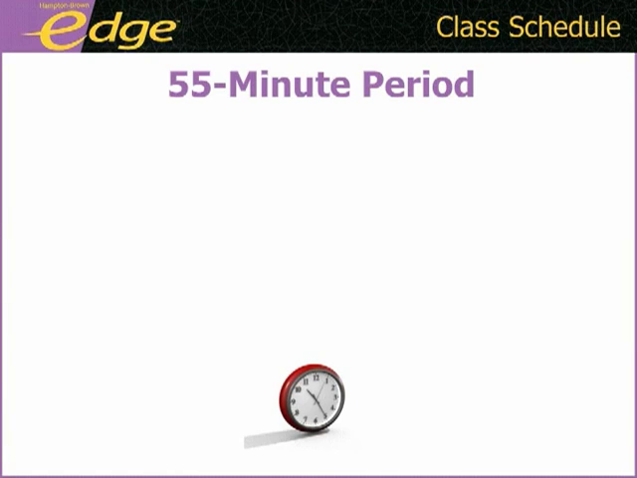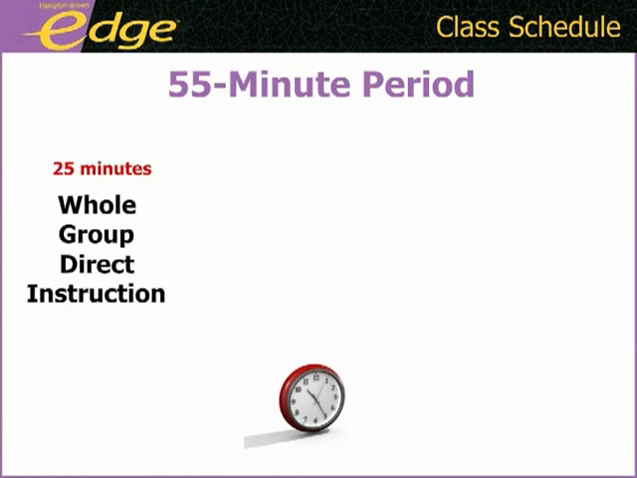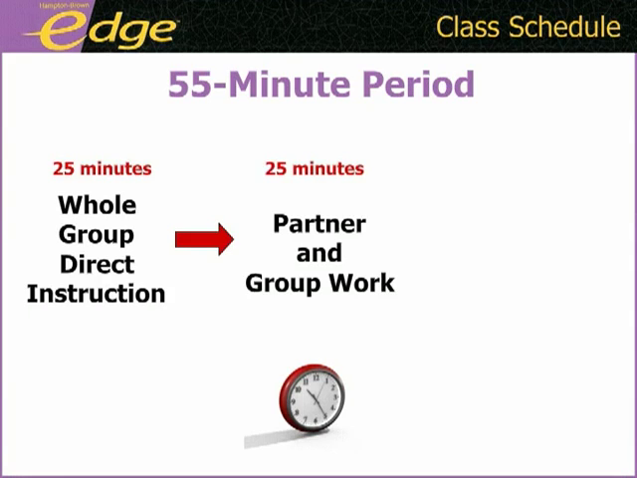If you have your students for a single class period of 55 minutes, begin with about 25 minutes of whole group direct instruction. Then you can provide time, about 25 minutes, for students to work with a partner or group while you work with the students who may need additional support.